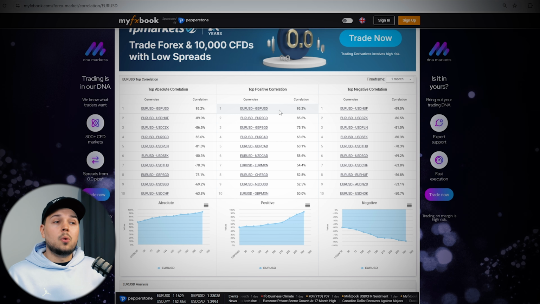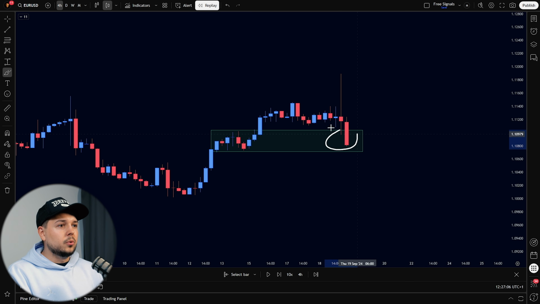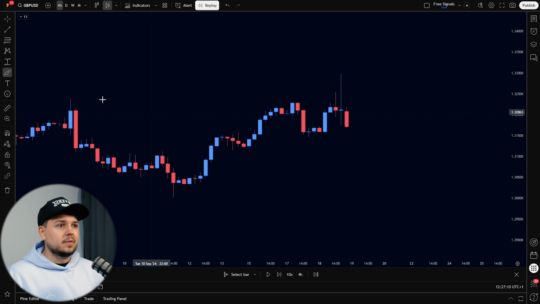So what I would do, I would go to this website, MyFXBook, Forex correlations. Currently by the monthly stats, we can see that it has been moving 93.2%, which means there's only 7% difference of movement. So you get the idea. We have Euro US dollar over here in the demand zone. Let's take a look at GBP USD. Look at this. Very similar.